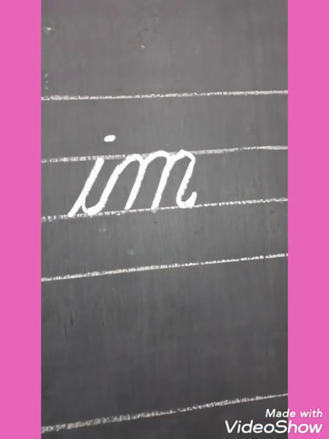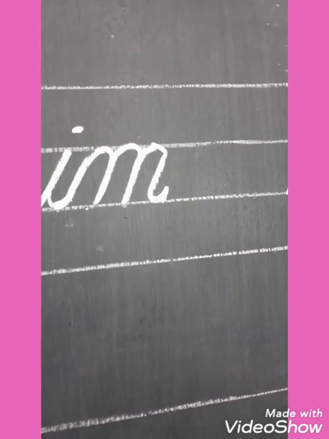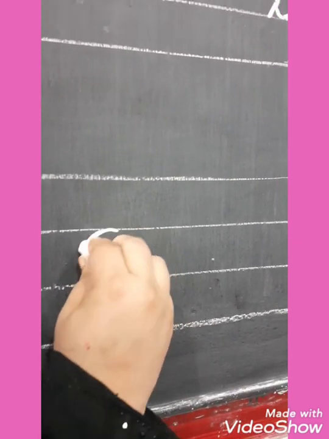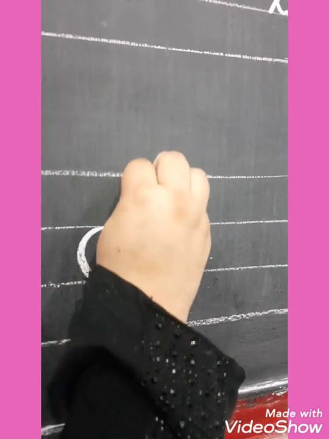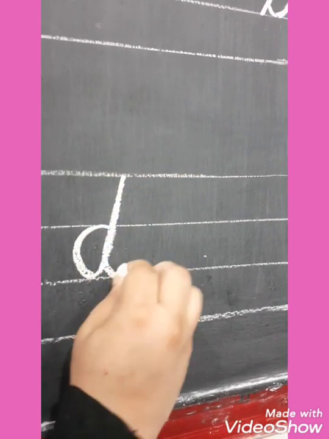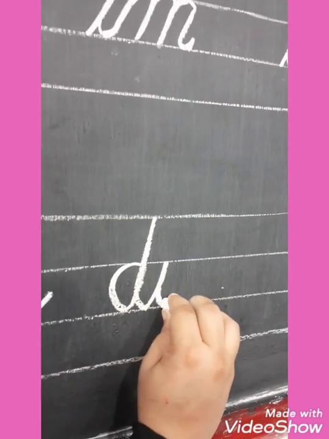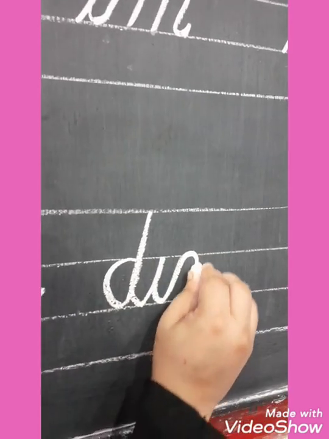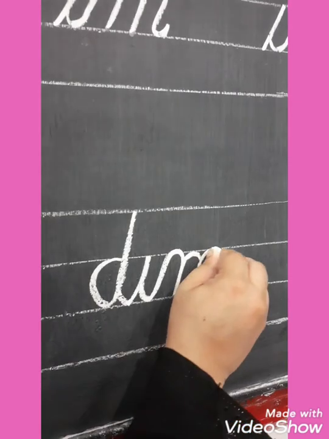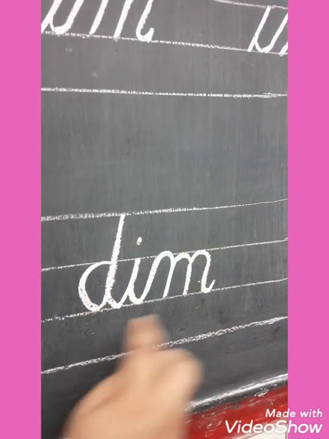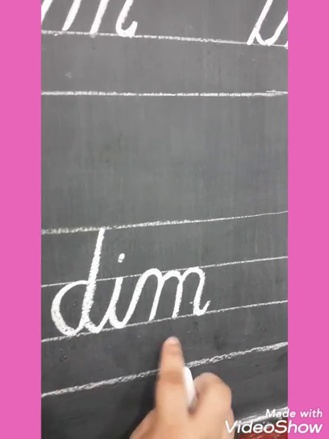And your word is dim. So how can you write dim? D sounds D. Your first letter is D. You have to write the formation of D. This is the tail of D. You have to join I, E. You have to take it up. इसको ऊपर लेके जाना है. Again go up and make your M. Leave it still and put the dot. D, im, dim.